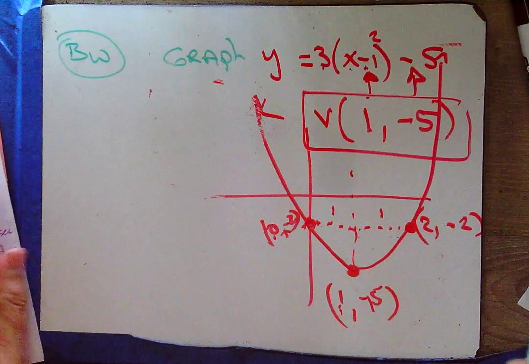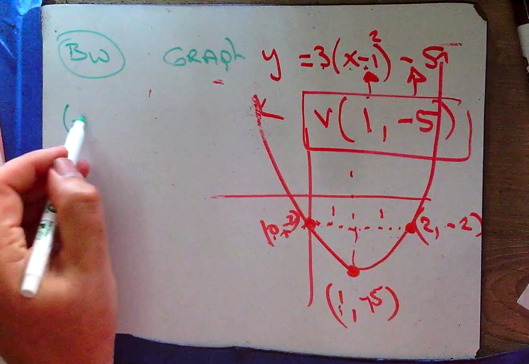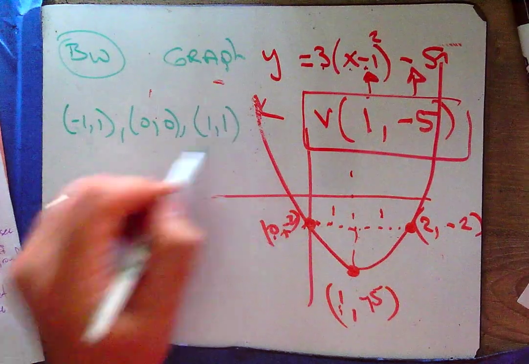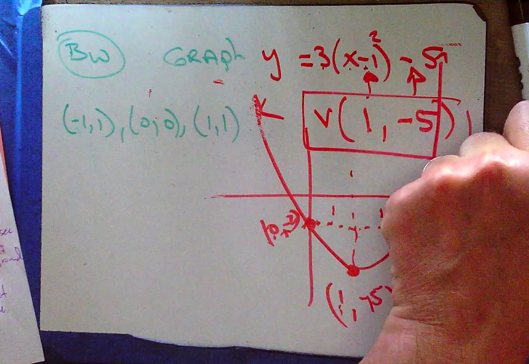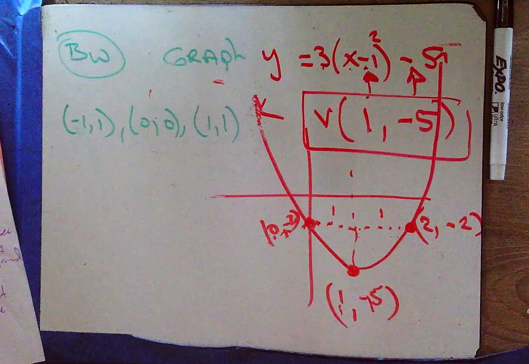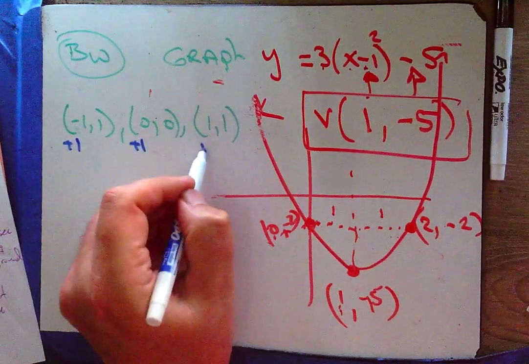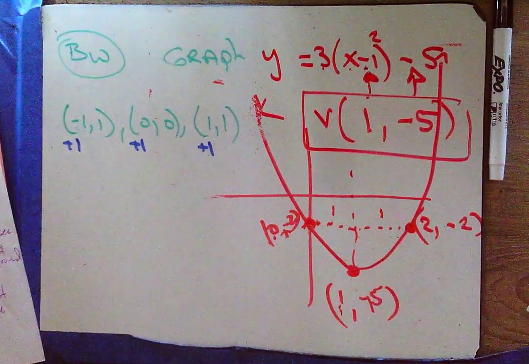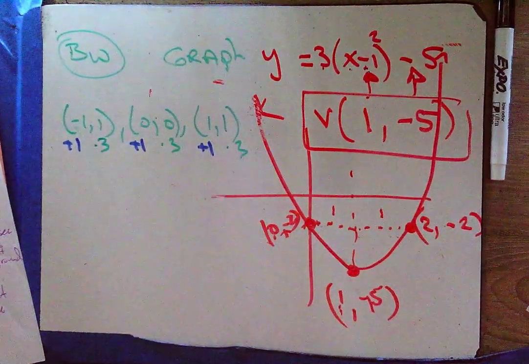So I'm going to start off with the parabola reference points. Those are -1, 1, 0, 0, 1, 1. I'm going to add 1 to all the x's. I see 2 y transformations. So remember, with y transformations, you need to follow PEMDAS. So I'm going to add 1 to all the x's, and I'm going to multiply all the y's by 3. Times 3, times 3, times 3.